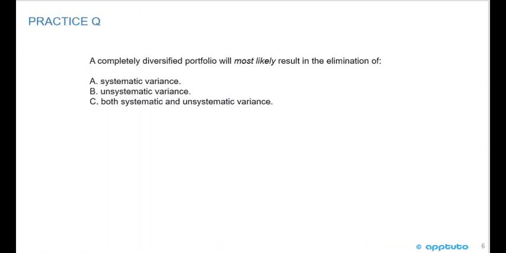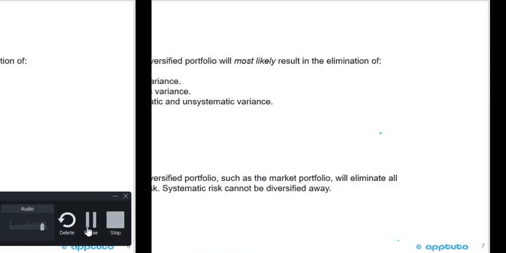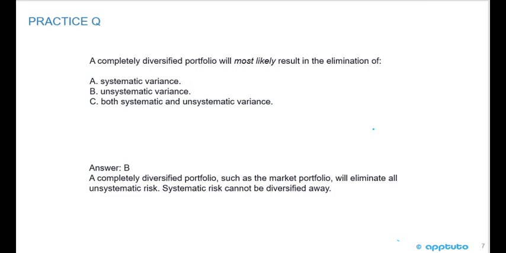We're just going to finish this LOS with two quick practice questions. The first one: a completely diversified portfolio will most likely result in the elimination of A, systematic variance, B, unsystematic variance, or C, both systematic and unsystematic variance. The correct answer is B. A completely diversified portfolio, such as the market portfolio, will eliminate all unsystematic risk. Systematic risk cannot be diversified away. So that should be a pretty easy one.